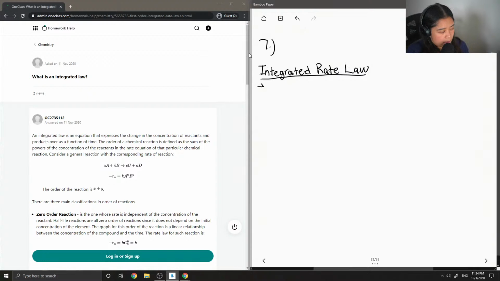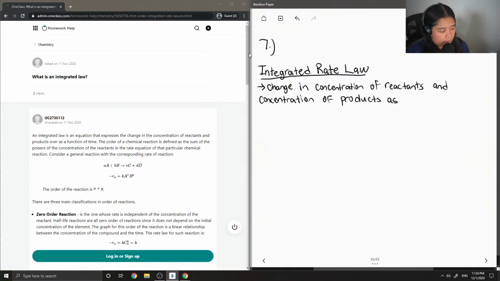So generally speaking, it describes the change in the concentration of reactants and concentration of products, and this is as a function of time.